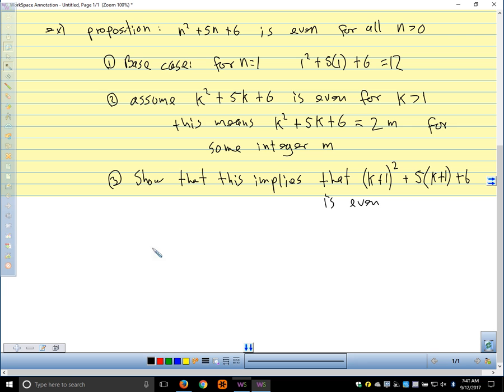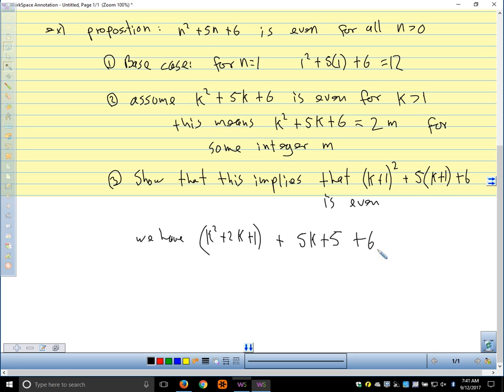All right. So when we do this out, I'm going to say k squared plus 2k plus 1. That's what I get for the first term. Plus 5 times k plus 1, so 5k plus 5, plus 6, when we multiply this out.